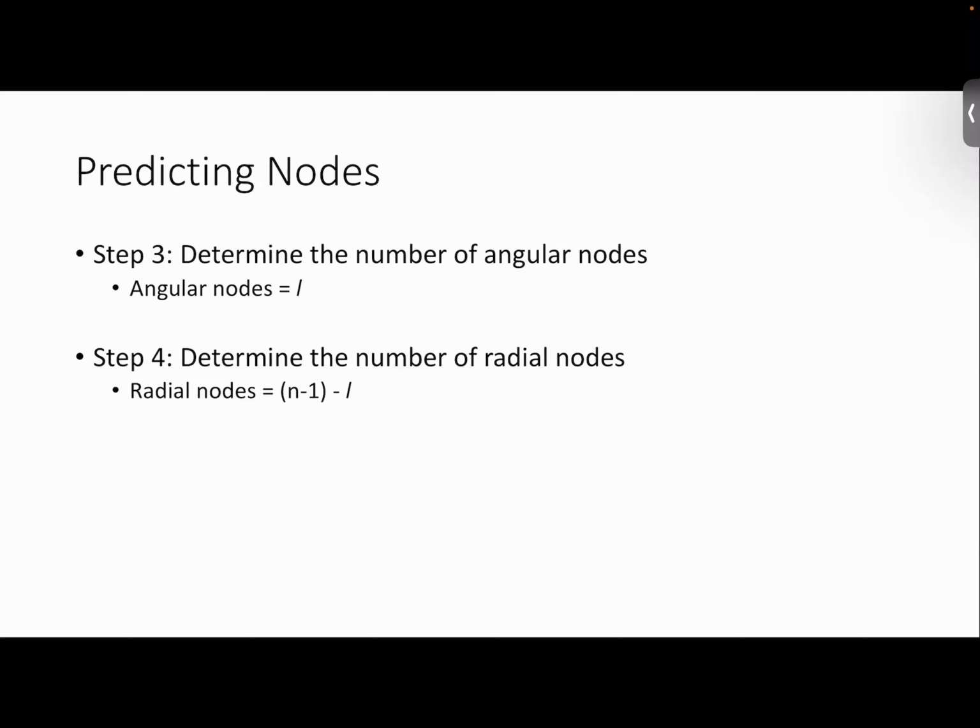And technically, the equation for the radial nodes is n minus 1 minus L, or in other words, it's the total nodes minus the angular nodes. That's the easiest way to get that. The total nodes minus the angular nodes will be the radial nodes.